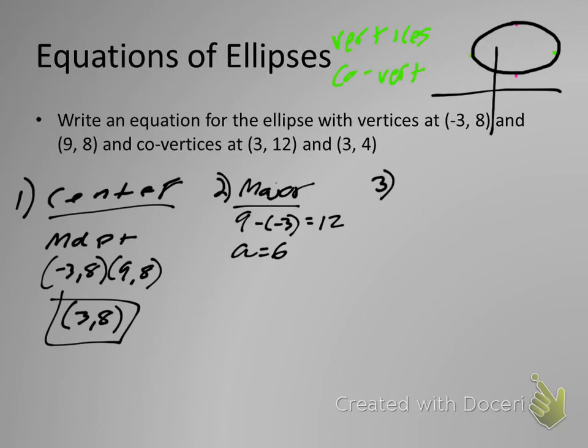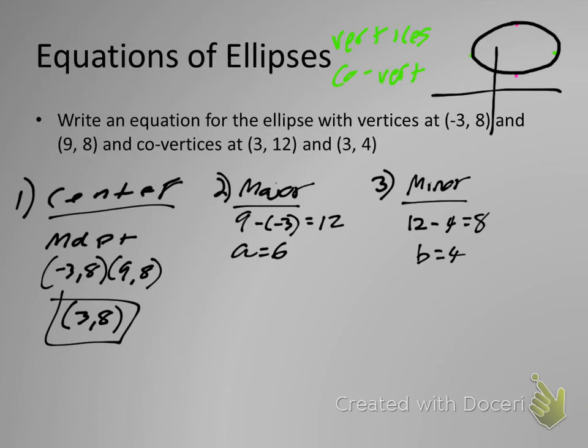And since you're given your co-vertices, you can do the same thing with your minor axis, which will be 4, right? So 12 minus 8, or 12 minus 4, which is 8, getting ahead of myself. So B equals 4. Okay?